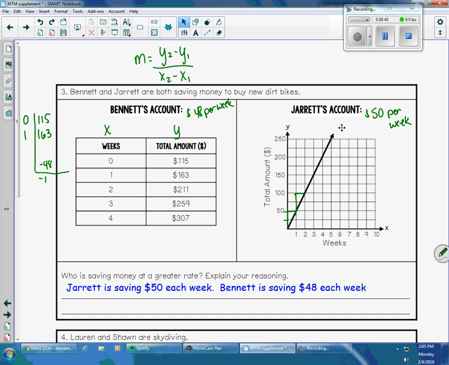And that's just a guess that that's what he would need. But that's not what the question was asking us. I just wanted you to be able to see that when you're starting off not at 0, Bennett might get to his goal faster even though he's saving at a slower pace. The question was asking who's saving money at a greater rate. This is your rate. So this, 50 is bigger than 48. So that's why we're picking Jarrett here.